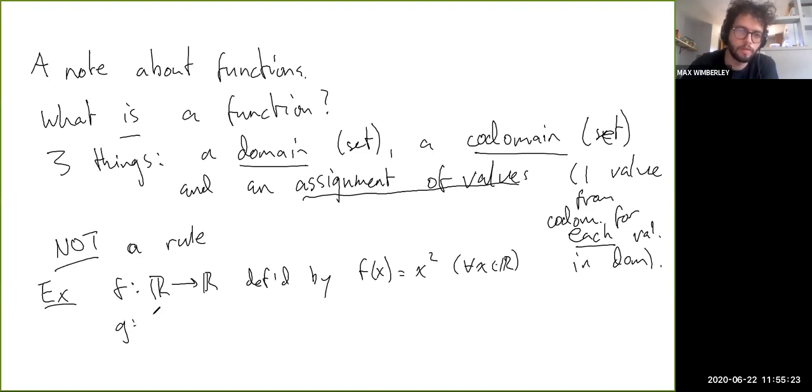Then g from [0, 1]. This is the interval between 0 and 1, the set of numbers between 0 and 1, including 0 and 1. That's just some notation you'll have to get used to. It's just the interval, a little segment of numbers. So that's my domain.